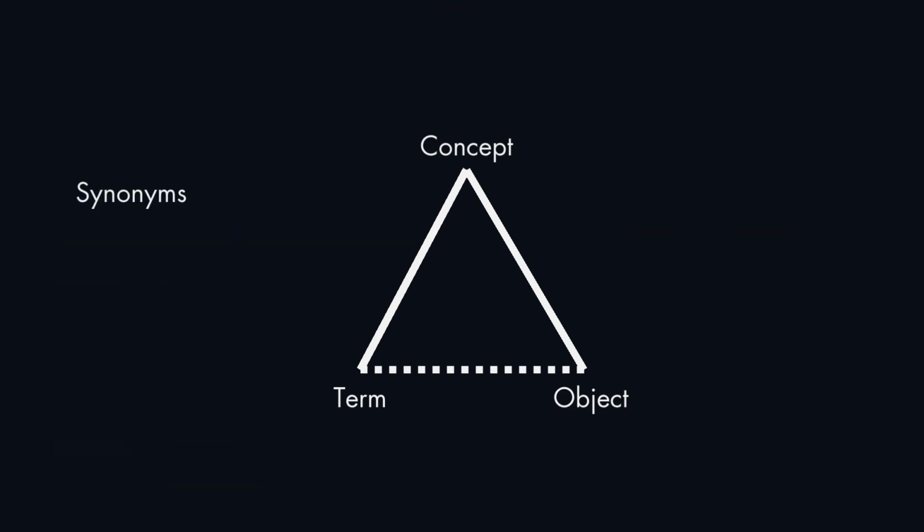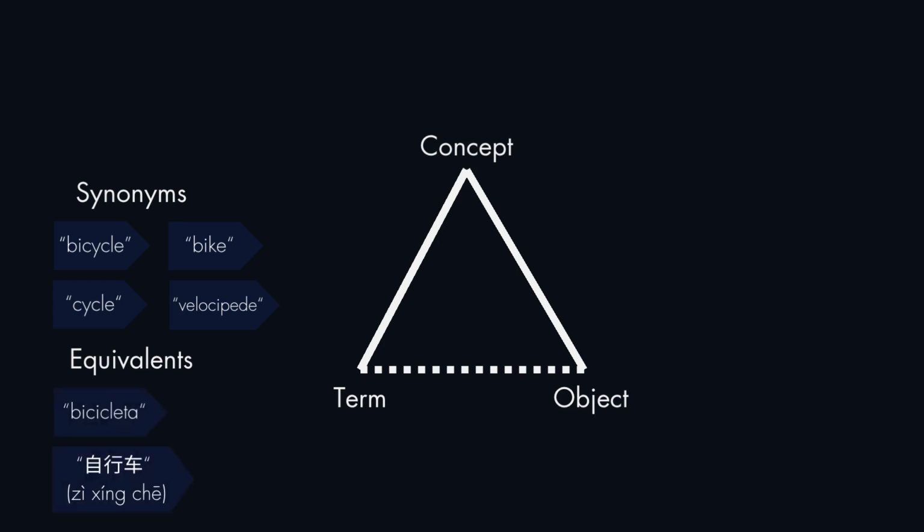Synonyms are different terms within the same language that refer to the same concept, for example, bicycle, bike, cycle, and velocipede. Terms in different languages that refer to the same concept are called equivalents. Examples include bike, bicicleta, and xi xing xie. Terminology cannot simply be translated. The goal is to find the most suitable term for a given concept in each language.